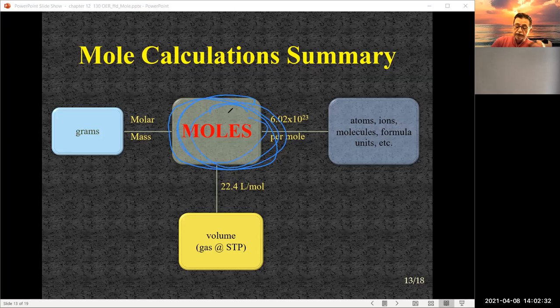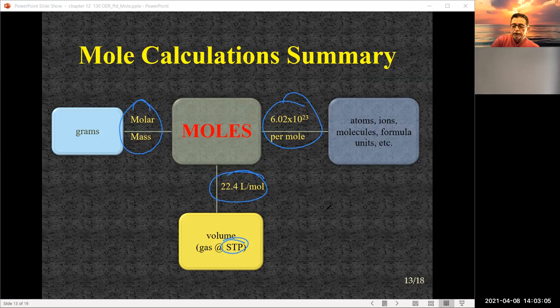Moles, that is crucial. We've got to get through those. Through moles, we've got to calculate. In this case, you can see grams to moles, we need the molar mass. Moles to atoms for anything, we need Avogadro's number. And only if we are at STP, I can't emphasize that, then we can use this relationship. And that's how we get from point A to point B.